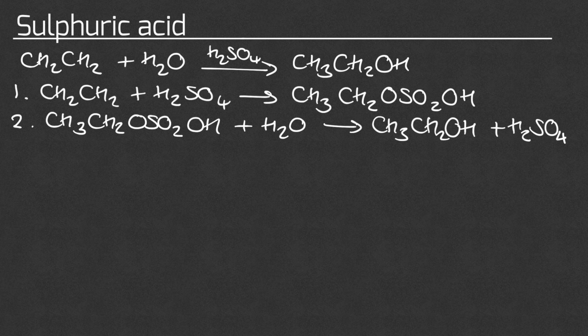In a second step, which we don't need to learn the mechanism for, there isn't a mechanism you learn for this specific step in this topic, by adding water to the product we made in step 1, that then turns this product into being an alcohol, and the sulfuric acid is regenerated at the end. As the sulfuric acid is regenerated at the end, we can say it is a catalyst.